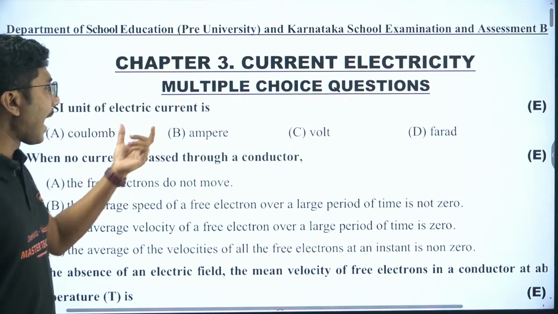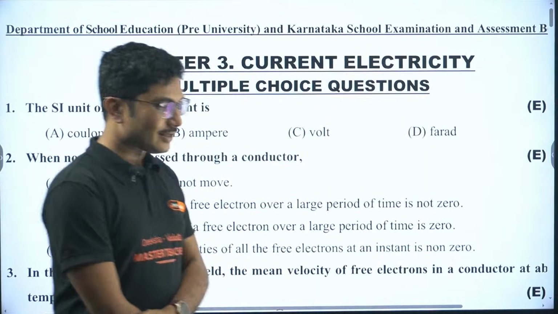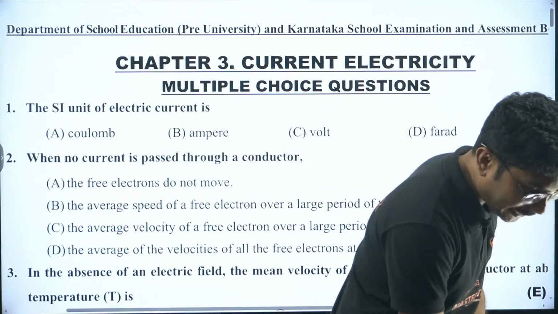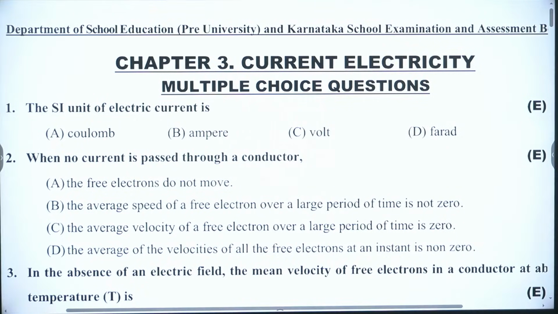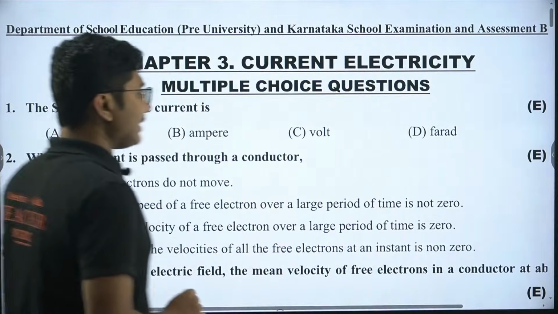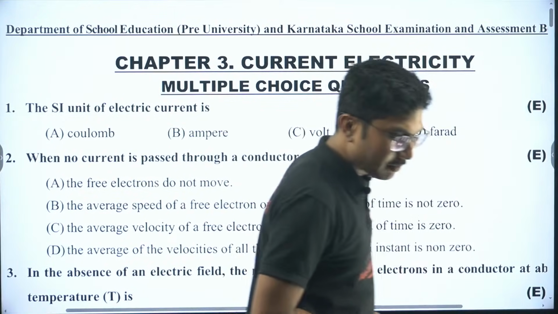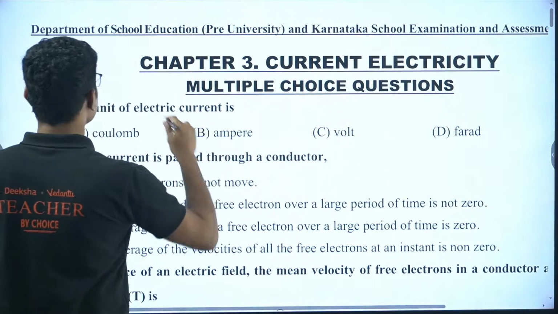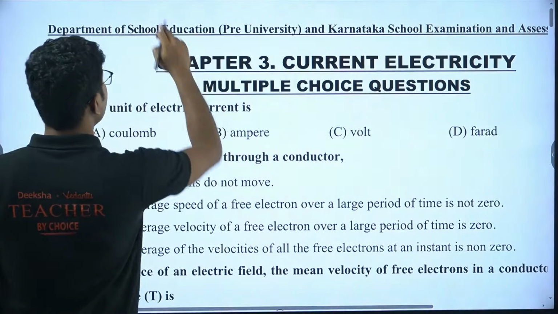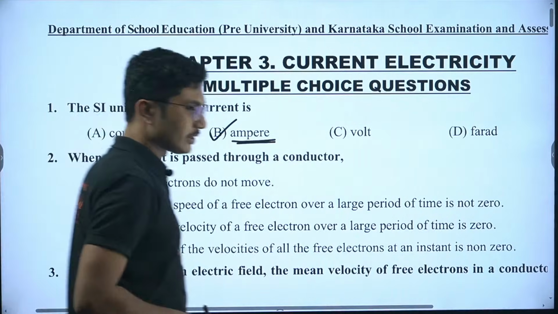Options are coulomb, ampere, volt, farad. Manshi is saying her voice is low. Okay, let me increase my voice a little bit. So I have increased the voice a little bit, so if you still have any issue, you can check. Mansi is saying option B. Yes, ampere is the correct answer. Somehow my pen is not working. So option B is correct. Ampere is the correct answer for this question.